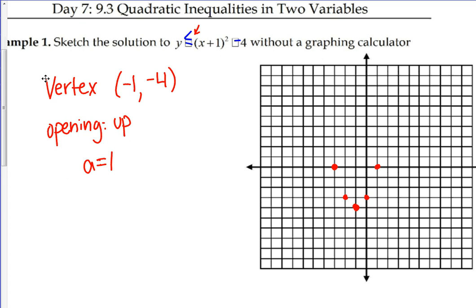3 to the right, we're going to go up how much? 3 squared is 9. So 3 to the right from the vertex, we're going to go up 9. 4 plus 5 more is 9. 3 to the left, up 4, and 5 more is 9.